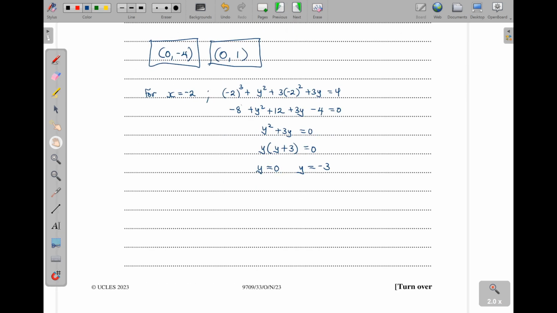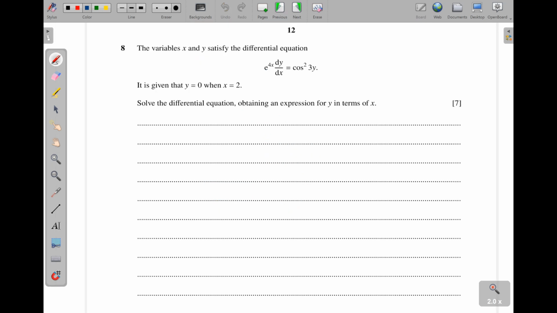So meaning from here, when x is equal to negative 2, we are having coordinates negative 2, 0. And then the other one is negative 3. I mean, the x coordinate is a negative 2, so negative 2, then negative 3. So we also have these two coordinates here. So the coordinates that are needed are 4 of them. So that is that. Question 8 is coming from differential equations.